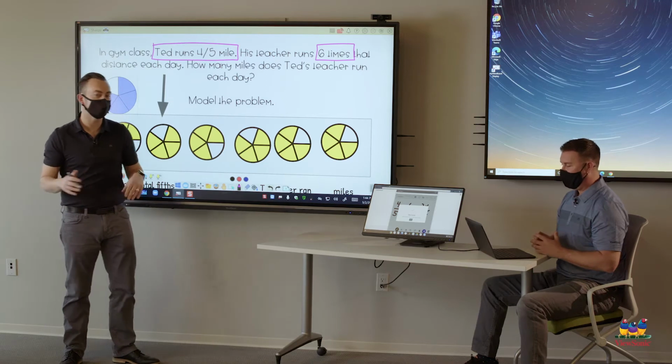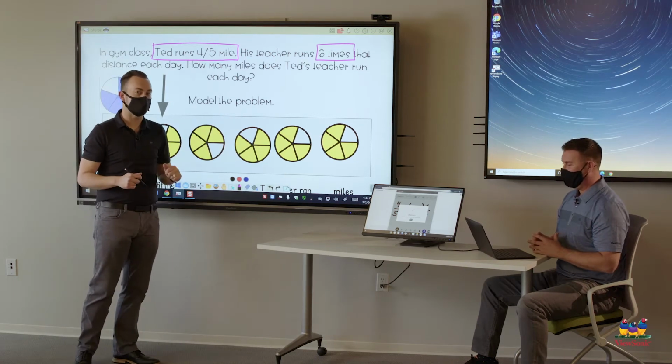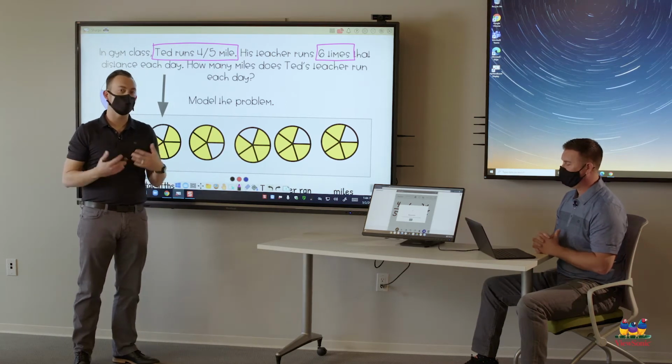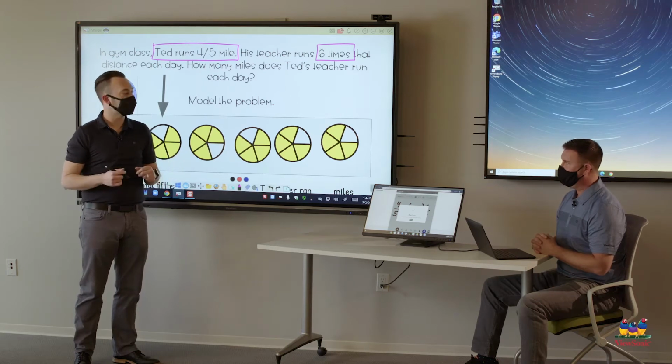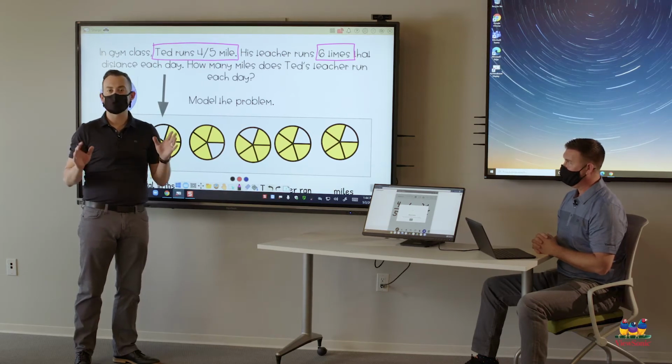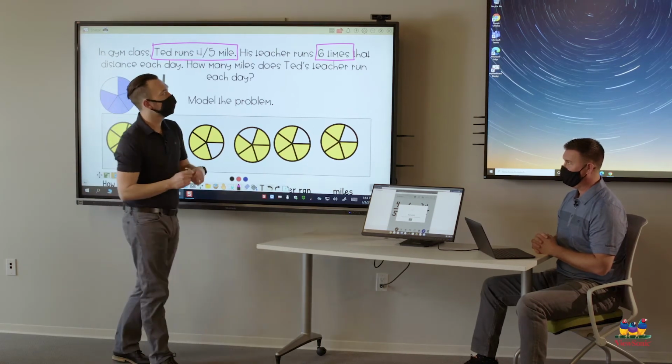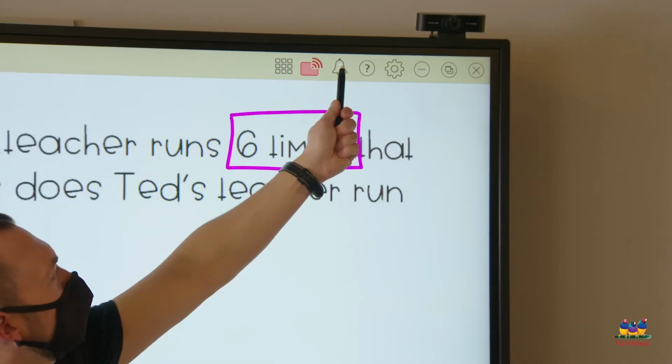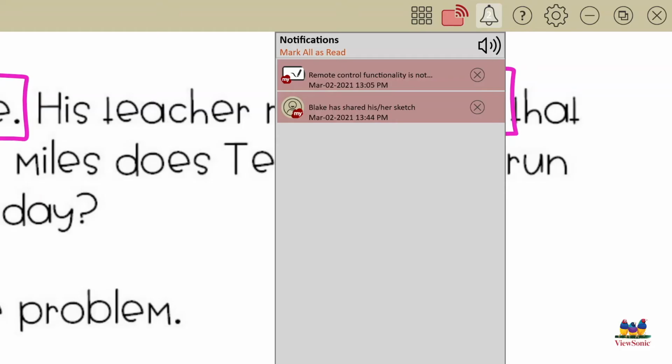Now, that ding that you hear is on the teacher side. That's a notification that I've received a Pop Quiz. There are multiple ways to access the Pop Quiz. First, in the bell icon in the top right, I'll see here that it says Blake has shared his/her sketch. If I click on that, that will open Pop Quiz.